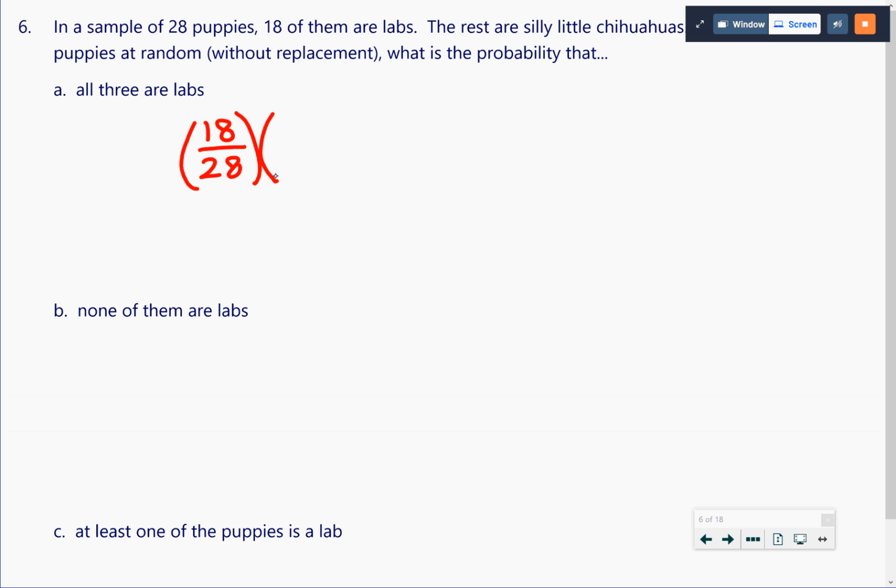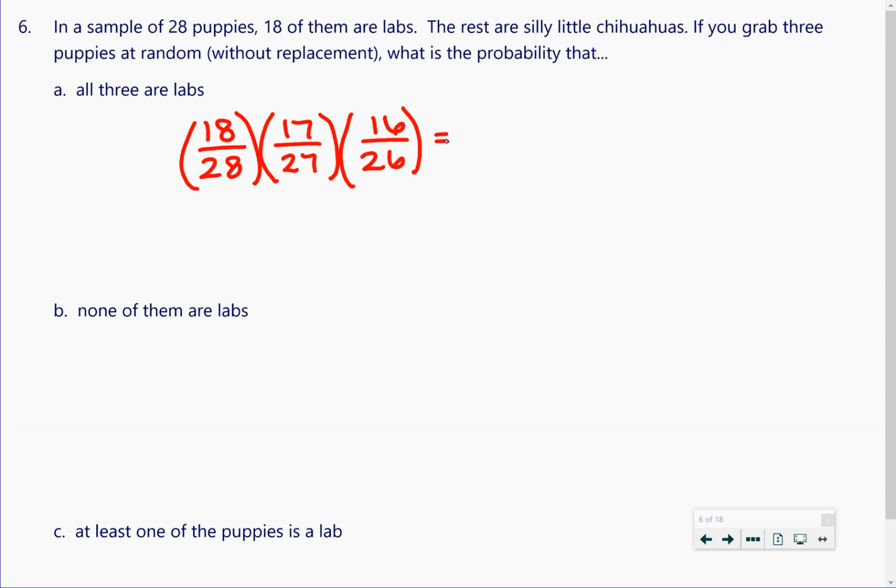Now we are not replacing. When we talk about things happening consecutively, that's an and statement, and an and statement is our multiplication property. We are multiplying all of these together. So 18 out of 28 for the first puppy. What's the probability I get a lab on the second puppy? 17 out of 27. And the third puppy? 16 out of 26. So 18 out of 28, 17 out of 27, 16 out of 26, and I get 0.249.